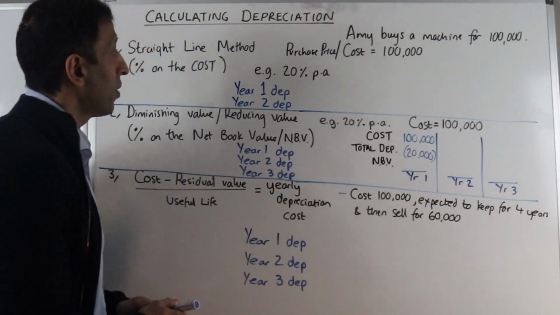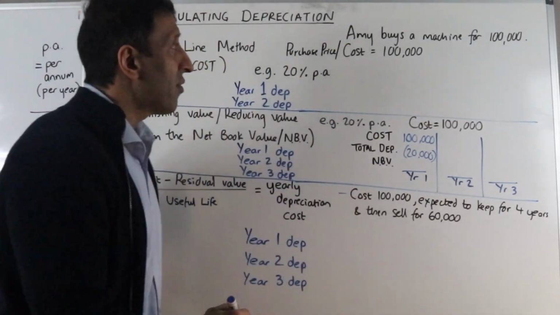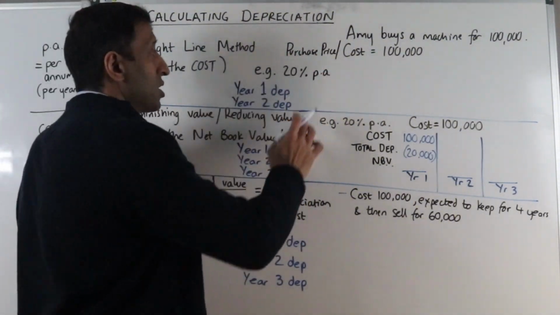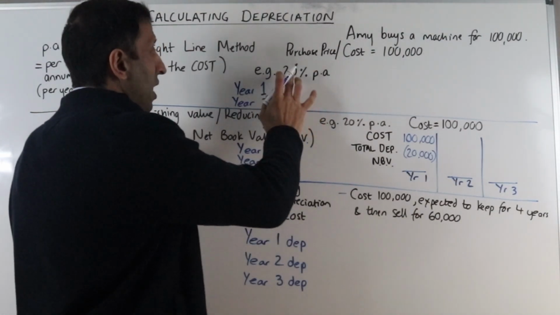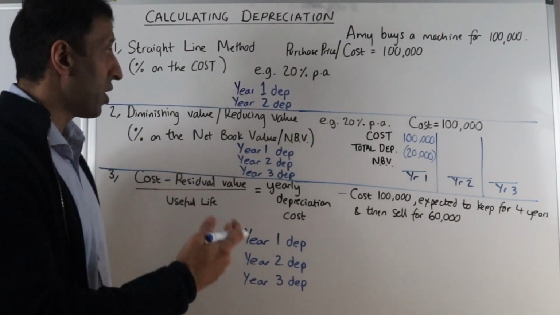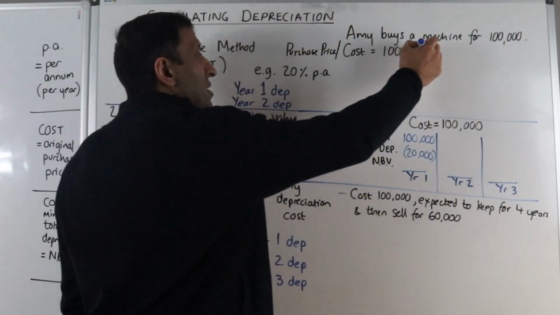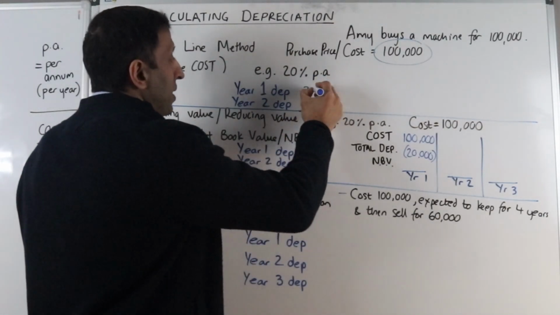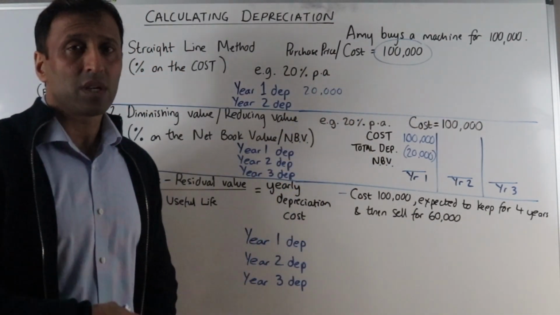So let's have a quick look at example number one, when we're doing the straight line method. Amy buys a machine for 100,000, so we could say that's the cost or original purchase price. That figure's never going to change. The cost is never going to change. And if we're doing 20% per annum depreciation, that means for ownership for a year, and we're doing straight line, that means we work out the 20% on this value, which is the original cost. So 20% of that is 20,000. So that is going to be our yearly depreciation cost.